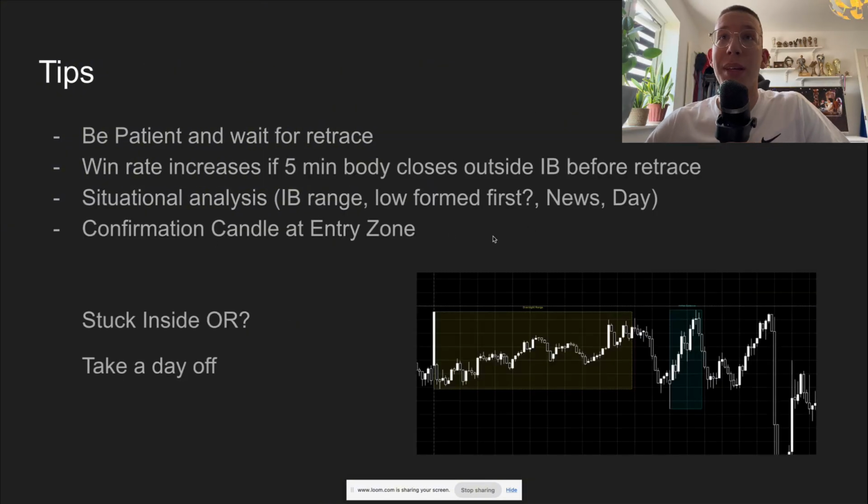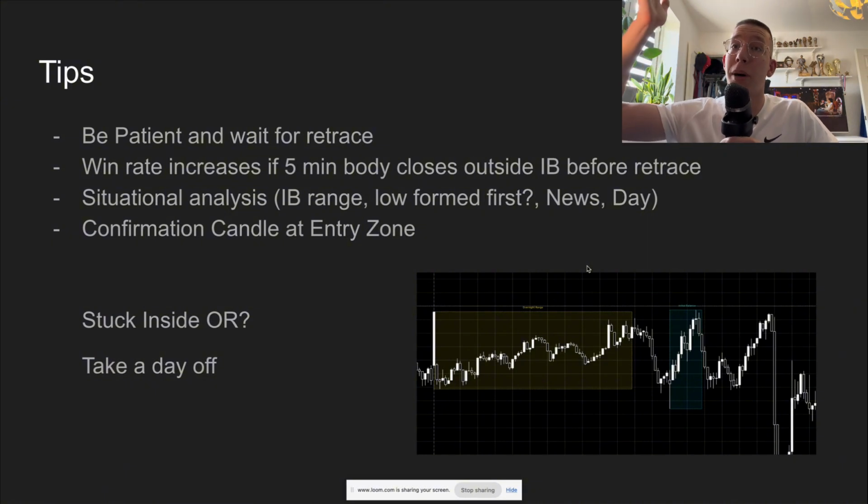Be patient and wait for a retrace. Of course, if you're not going to be patient, you don't follow the strategy, it ain't going to work. Win rate increases if the 5-minute body closes outside, and then you wait for a retrace as well. Situational analysis is important. Is the hourly candle going to form bullish? If it is, then look for buys. If it's going to form bearish, look for lower lows.